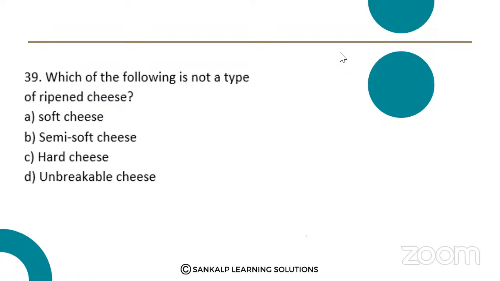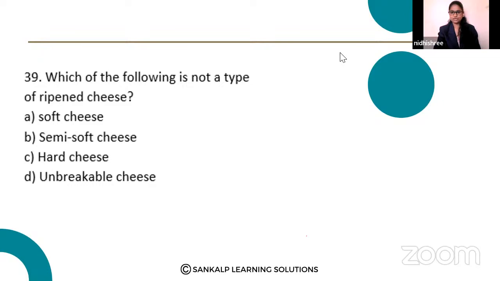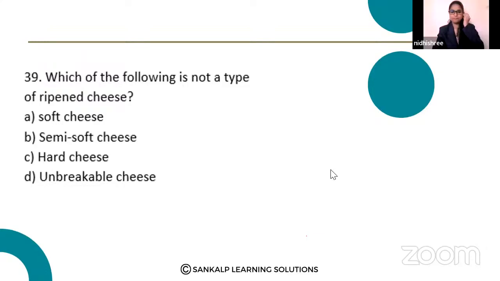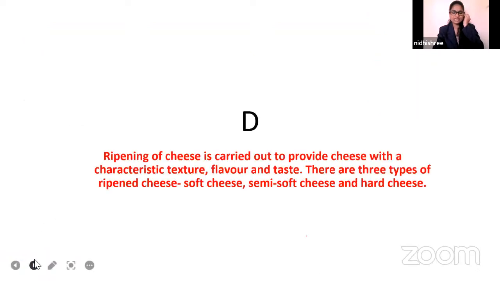Option D, ma'am. Samrintaj, Pushpalata N, Harshita A. Option D, ma'am, unbreakable cheese. Okay. Padma N, option D. Ramya M, option D. Most of you answered it correctly. Option D, that is unbreakable cheese, is the right answer.